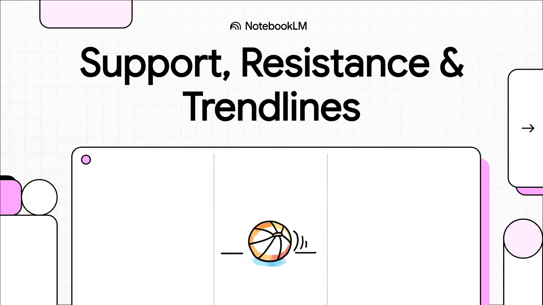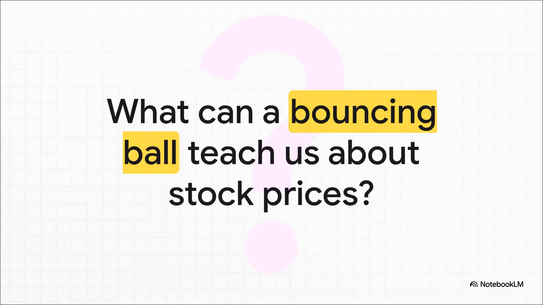Have you ever stared at a stock chart and just felt lost? Like you're trying to read some kind of secret code with all those jagged lines going up and down? Well, today we are going to decode it. We're going to find a surprisingly simple way to see the map hidden in the market's every move. And believe it or not, the key to understanding all of this is to just think about a bouncing ball. Yep, that's it. A simple bouncing ball. This one little analogy is going to unlock the whole thing for us, so stick with me here.